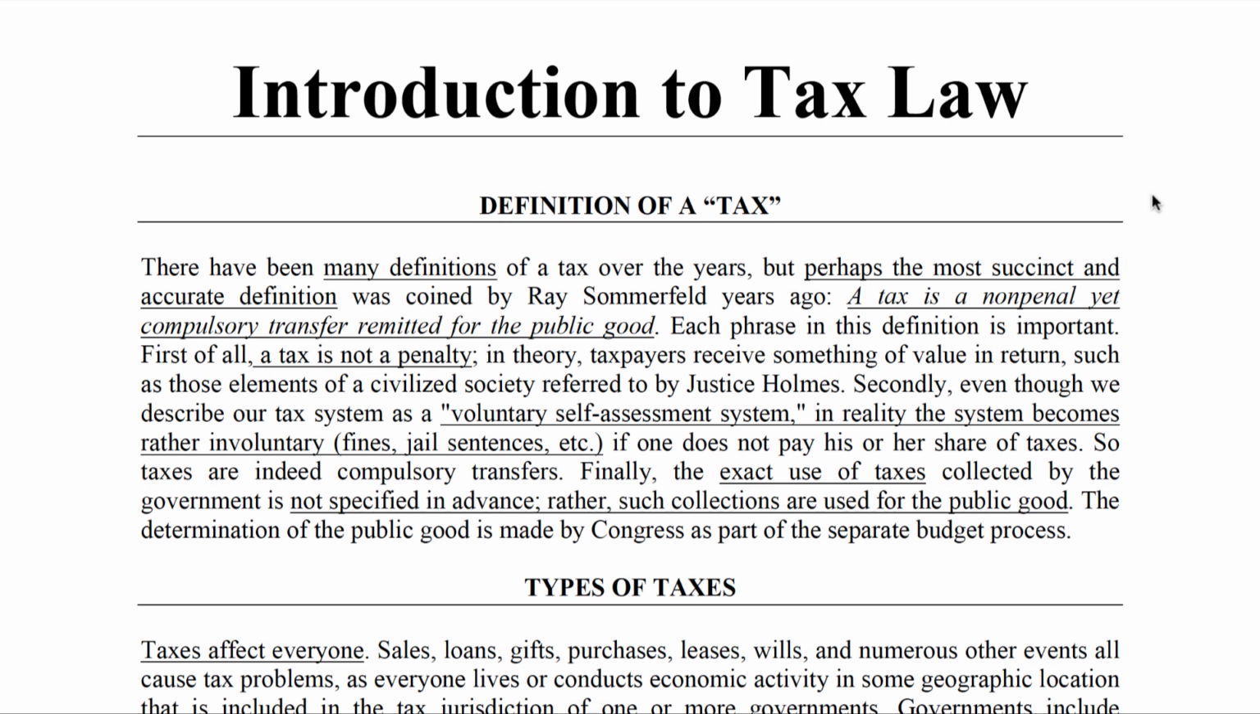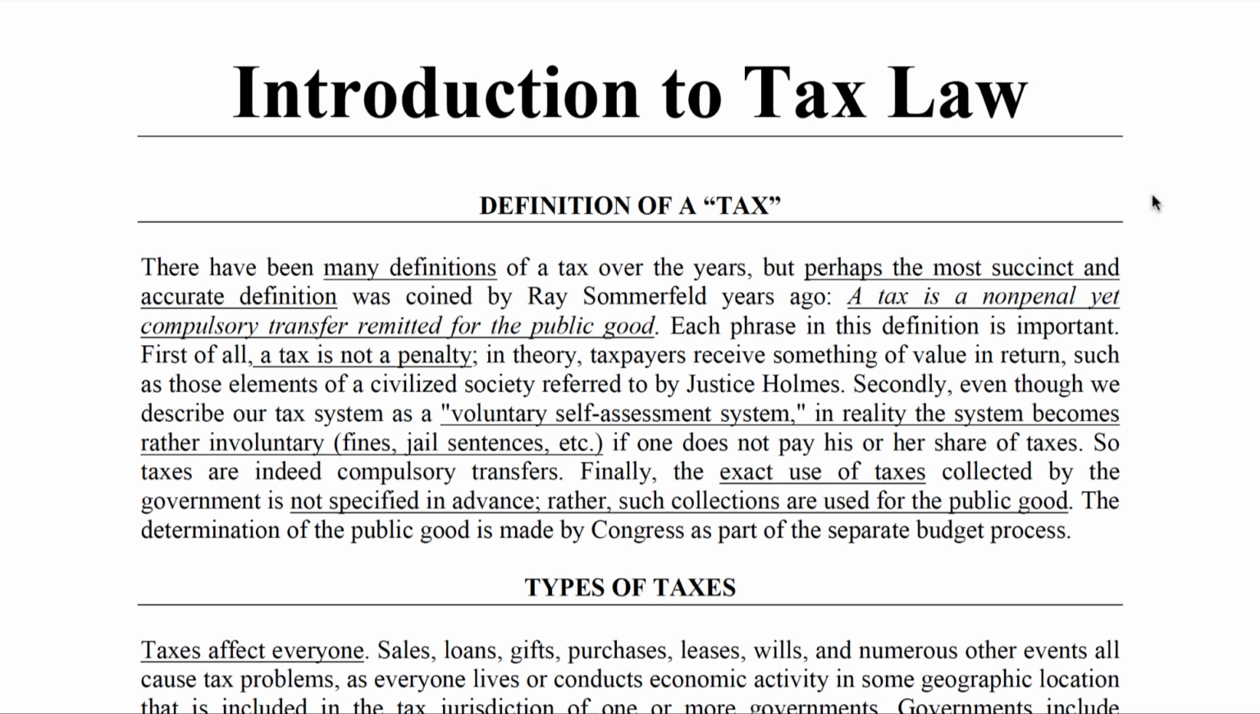Part of this definition focuses on non-penal yet compulsory. So a tax is not a penalty. As you know, or you might not know this, in the U.S., taxes are actually a voluntary system because you file your taxes on your own behalf. You don't have someone coming to your door, inspecting everything and doing it involuntarily. You actually voluntarily file taxes and fill it out. Well, you're saying, how is that voluntary? Because if you don't submit your taxes, you get fines, you get penalties, and you're exactly right.